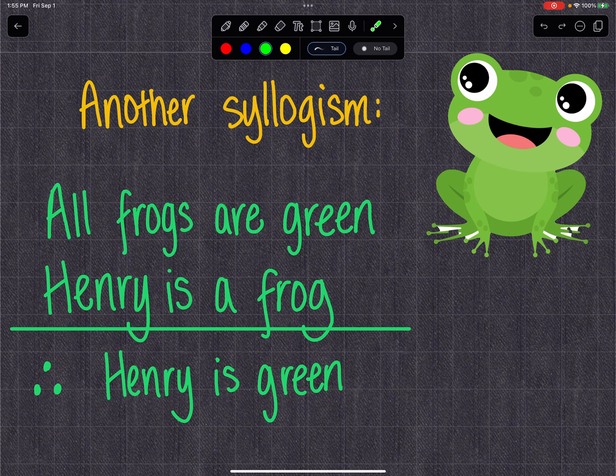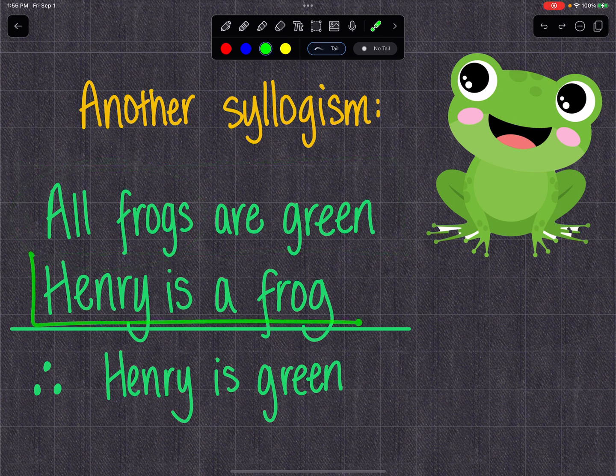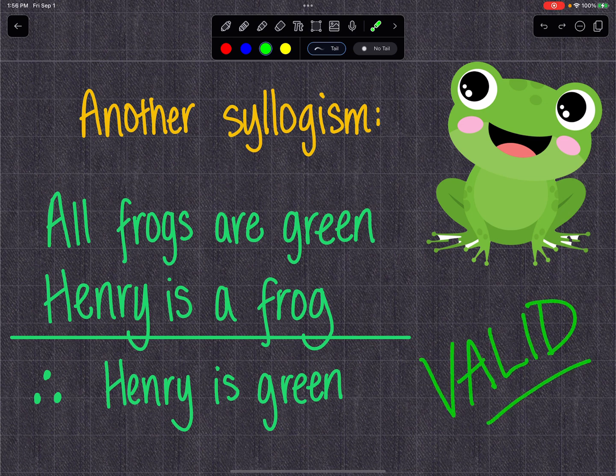All right, so let's go over this one. The major premise is this one. All frogs are green. It's the major premise because we're talking about all frogs. This is the minor premise. Henry is a frog. Look how cute Henry is. He's adorable. Okay, therefore, Henry is green. And it turns out that this argument is valid. So we're going to be deciding if the argument is valid or not.